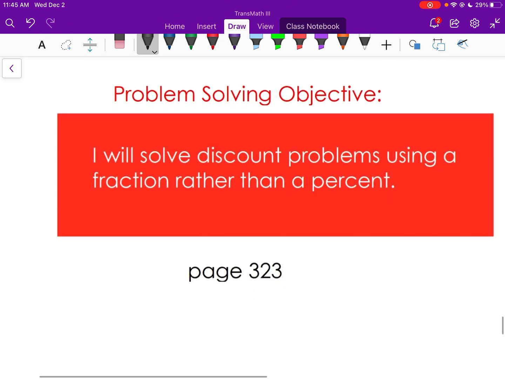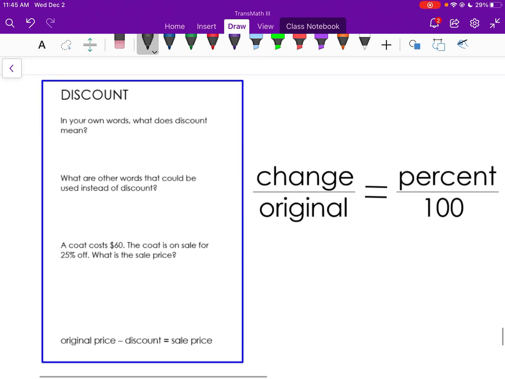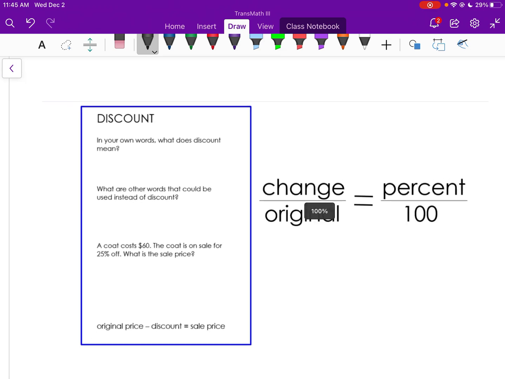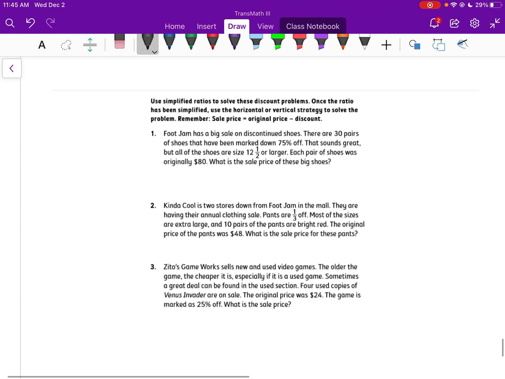All right, next objective: solve discount problems using a fraction rather than a percent. This will be page 323. Now, in your own words, what is discount? We went through those in the last one. We did this exact one in lesson 3, so we'll skip this and go straight to our problem solving.